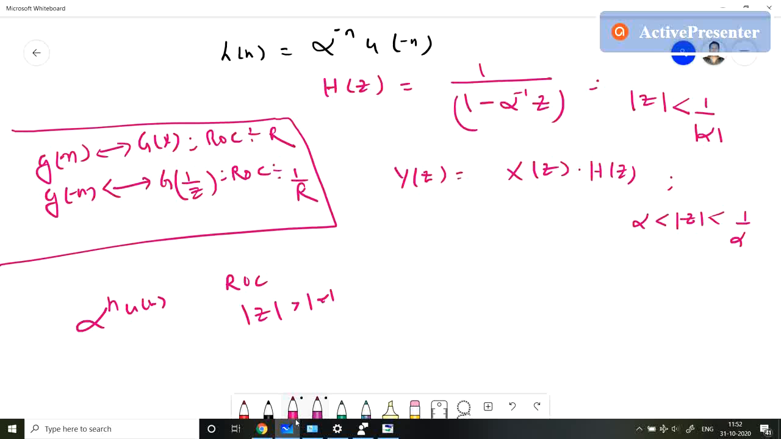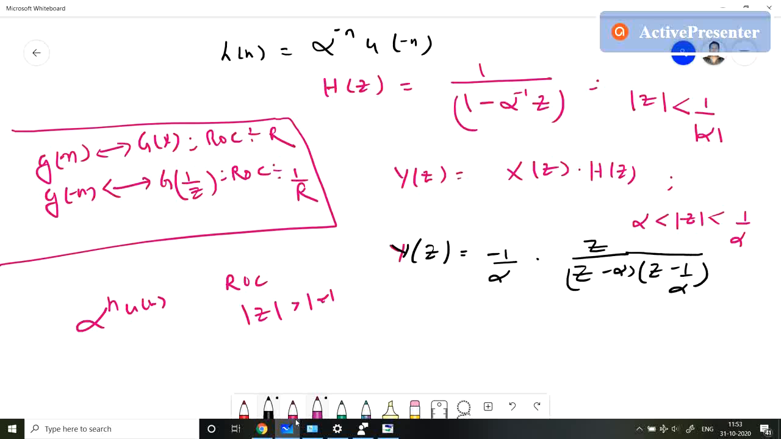Now what is Y(z)? If we write Y(z), then Y(z) is equal to minus 1, putting the value of X(z) and H(z), we are getting minus 1 divided by alpha multiplied by z divided by z minus alpha multiplied by z divided by z minus 1 divided by alpha. So this is the z transform.